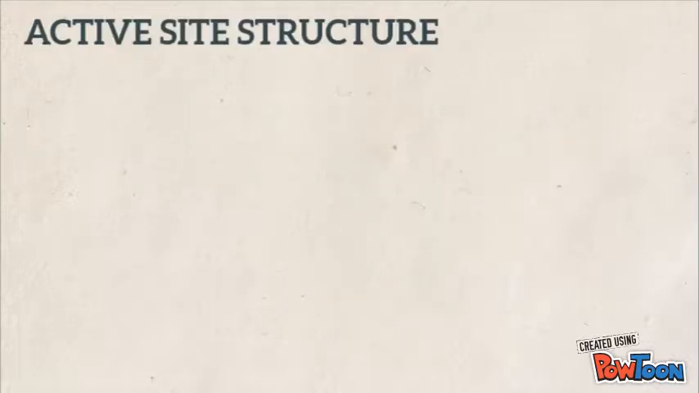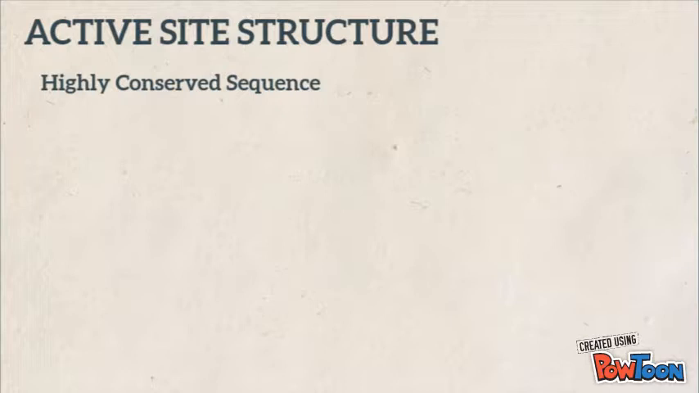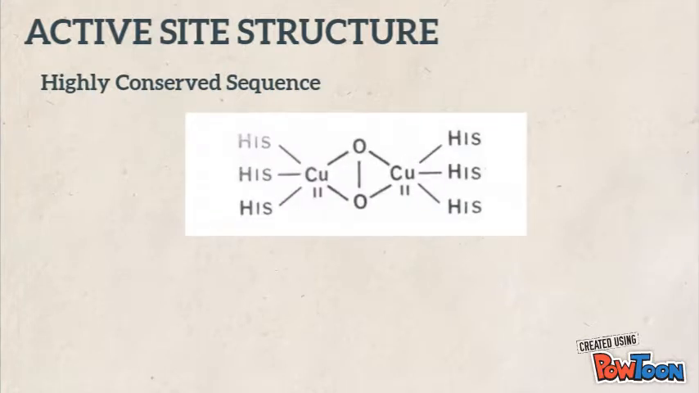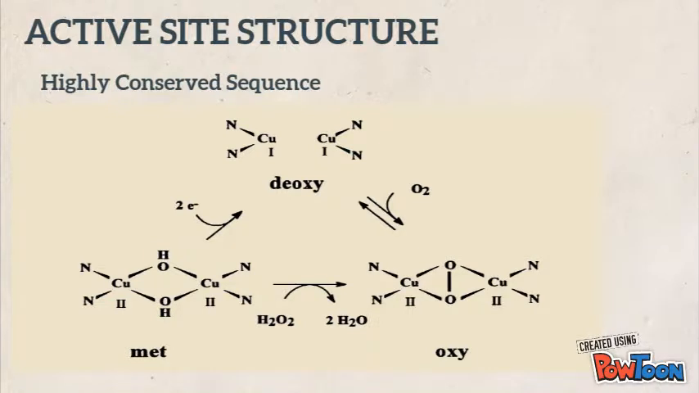The active site of polyphenol oxidases is a very highly conserved structure. That is, almost all the PPOs have a similar active site structure. They consist of two copper ions, each coordinated to three histidines. Three functional states can be distinguished, that is, the met state, the oxy state, and the deoxy state.